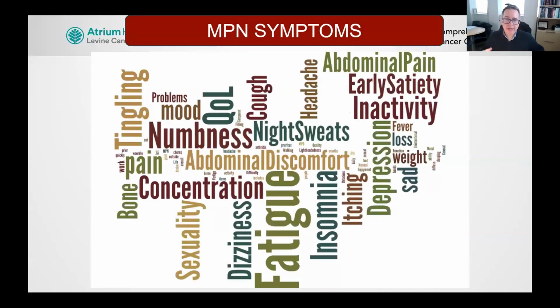So I'm going to first start off by showing this word plot that is emphasizing the variety of symptoms that can occur across myeloproliferative neoplasm patients, and the size of the symptom also correlates with the frequency of its reporting in patient surveys. So you'll notice, for example, fatigue is probably the biggest one because it's the most commonly reported symptom, often the most highly ranked in terms of burden of symptom across the three classic MPNs.